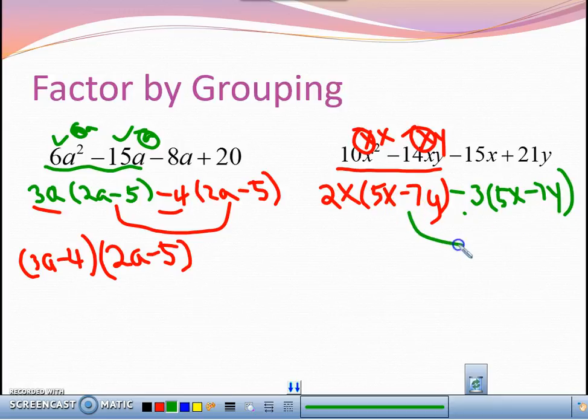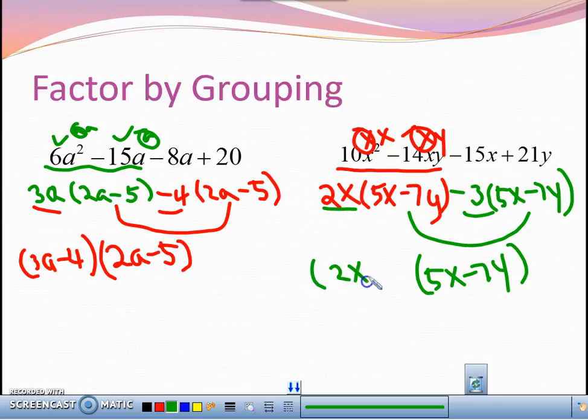As you can see, you have the same parentheses. If you don't, you need to go back and fix it. You always have to have the same parentheses for these. So you're going to write this once, what they have in common, and their GCF, you're going to write that in the front with the parentheses. So you're done.